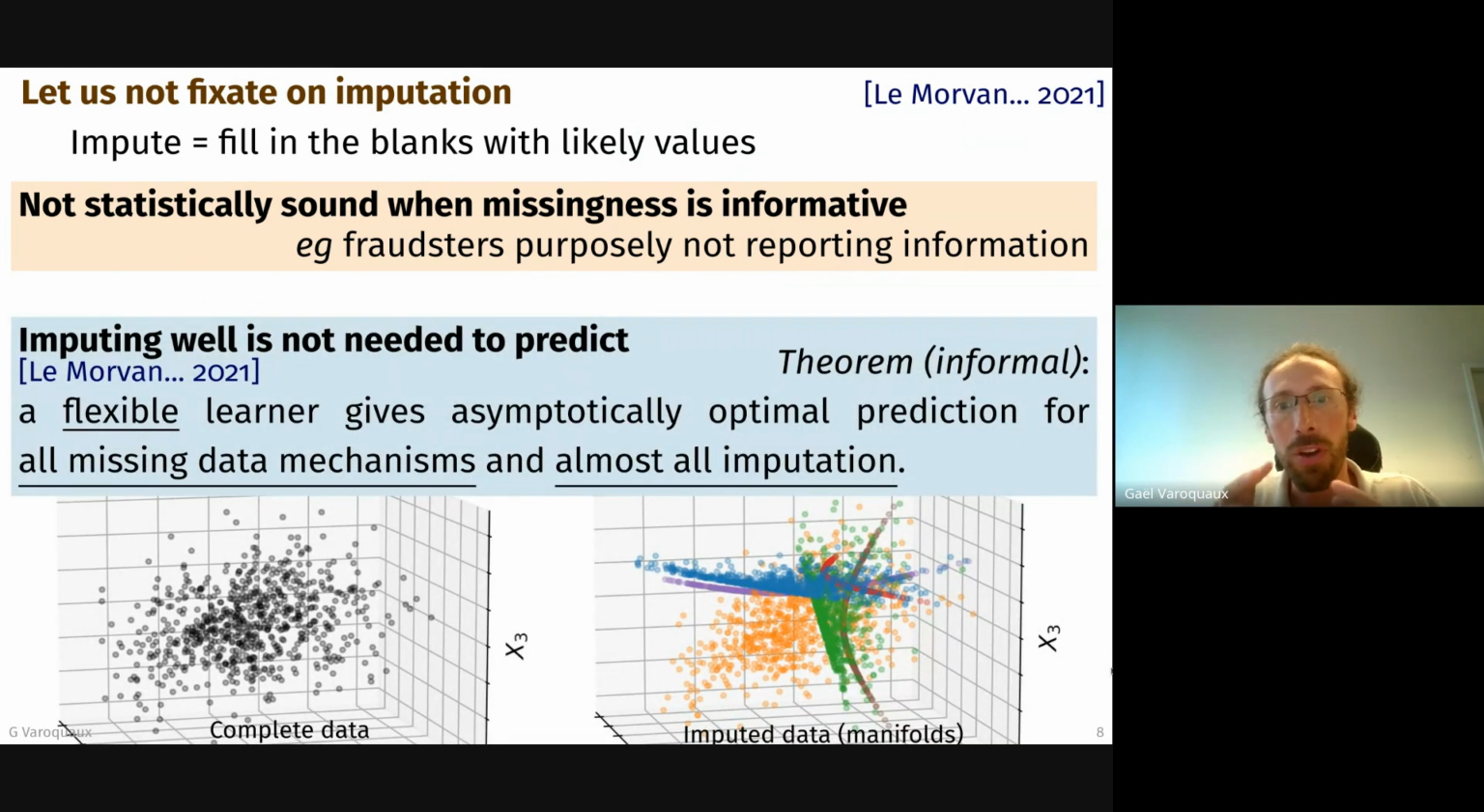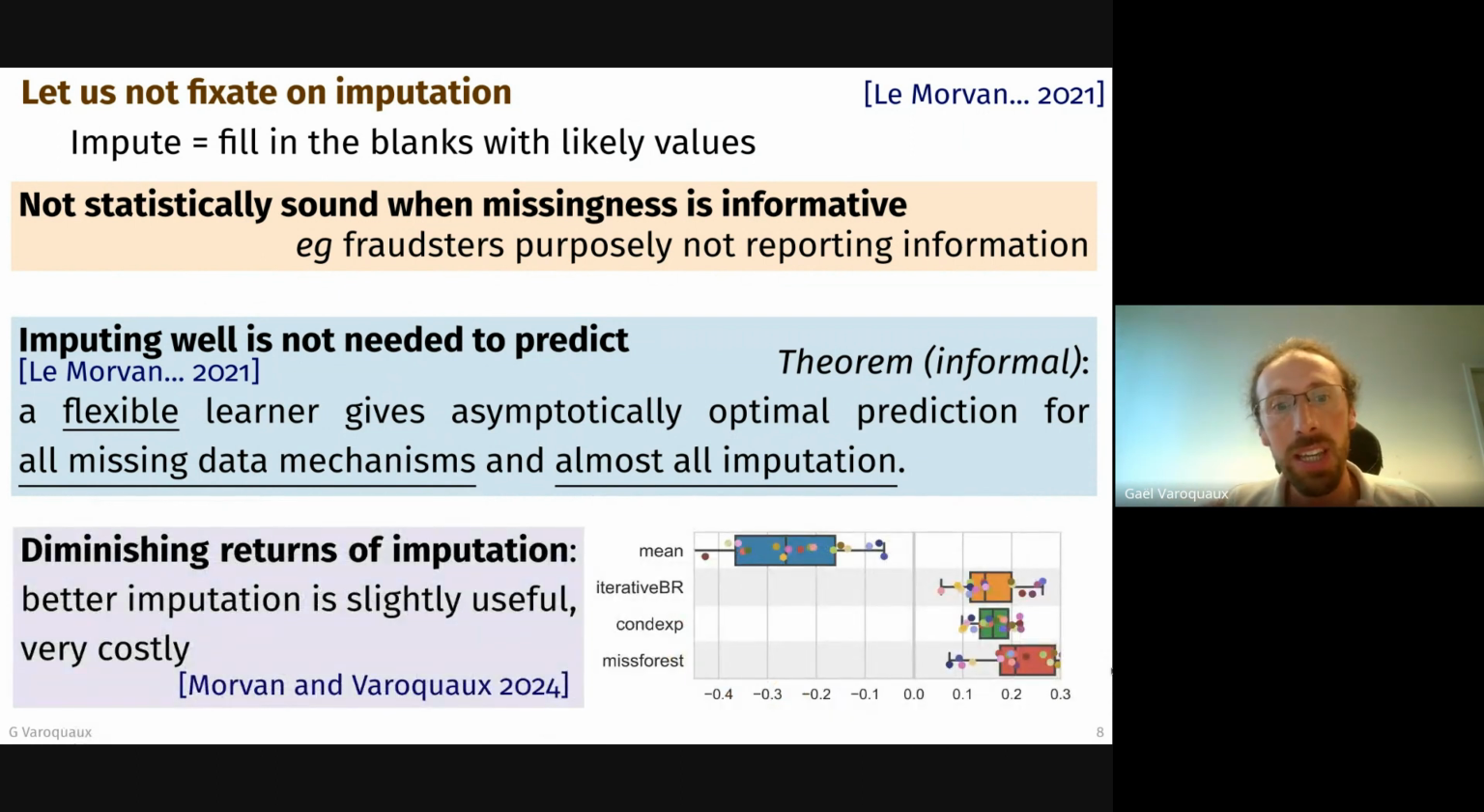We did a bit of theory on this, and what we showed with a very powerful theorem is that for prediction, if you have a very flexible learner, asymptotically, it can give you the optimal prediction for all missing data mechanisms and almost all imputations. So it means that a very flexible learner is what's important.